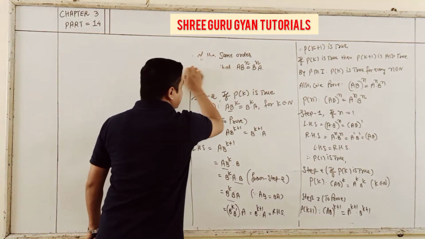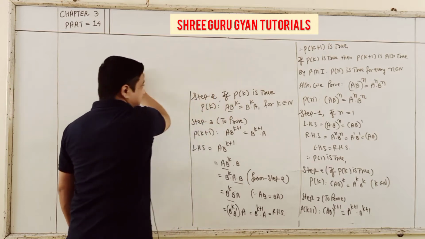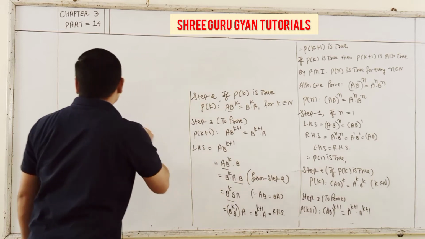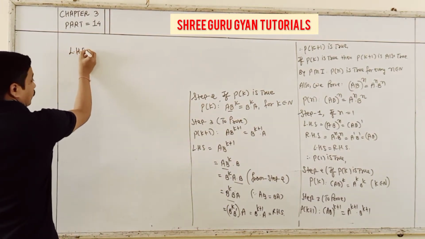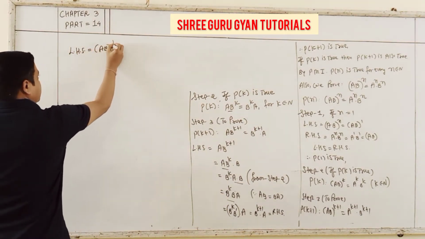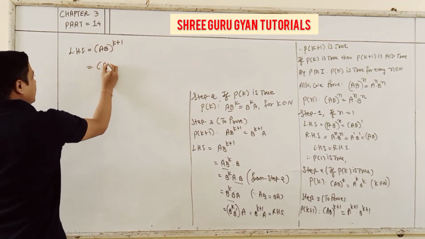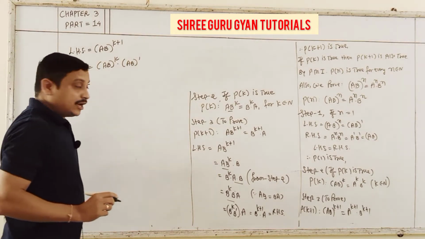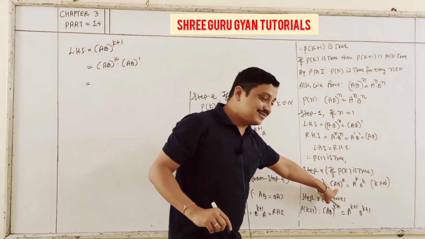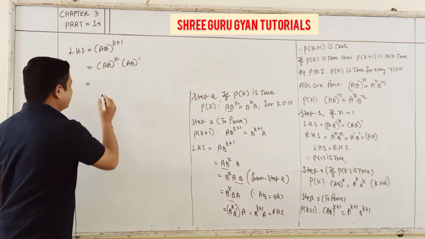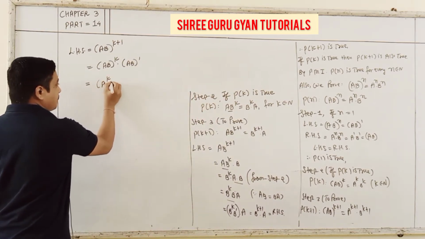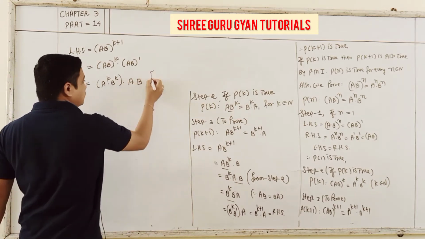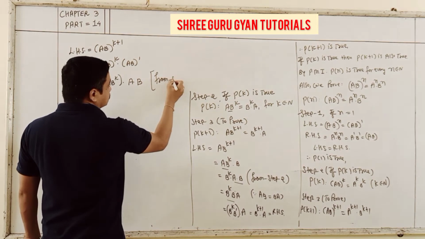So I just start my LHS. In the LHS, this one, (AB) raised to k plus 1. Here also you will write down (AB) to the k power and (AB) to the 1 power. And now (AB) raised to k power, according to step 2, is A raised to k, B raised to k, mention from step 2.